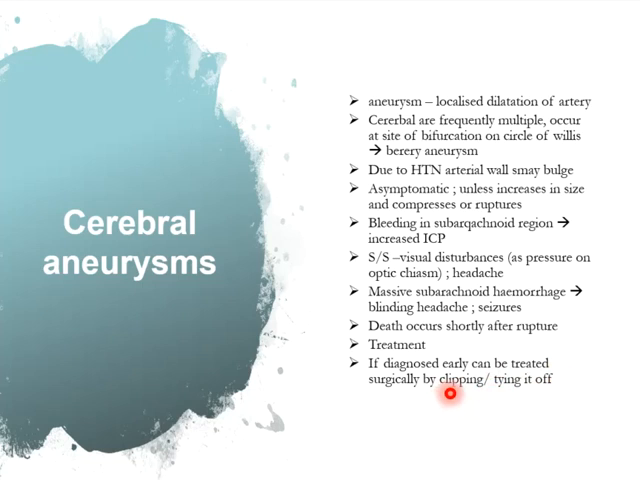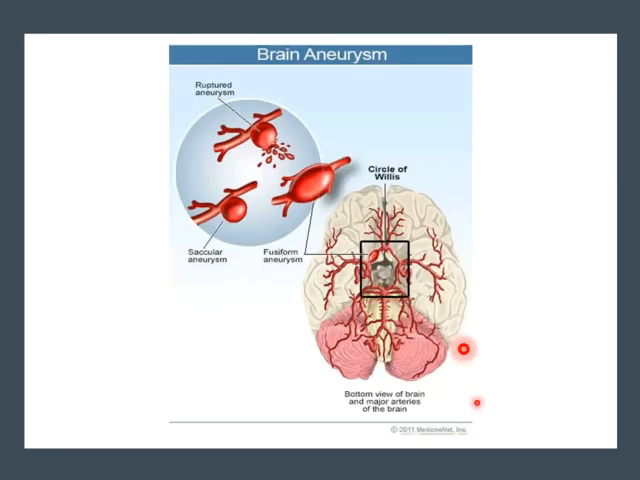If that rupture has not occurred, and if you diagnose that there is an aneurysm, you can treat it by clipping it off and tying off the aneurysm. Remember, it's a balloon, so you can clip off the balloon or you can tie it off. See over here, aneurysm.